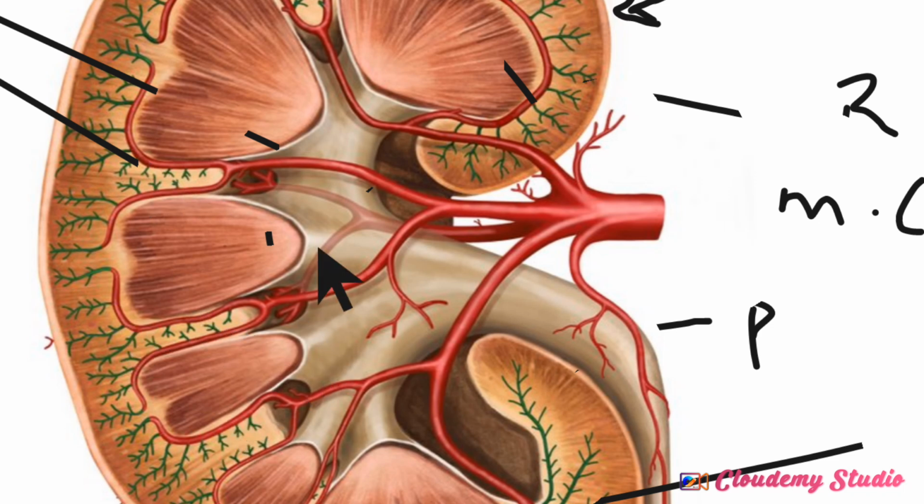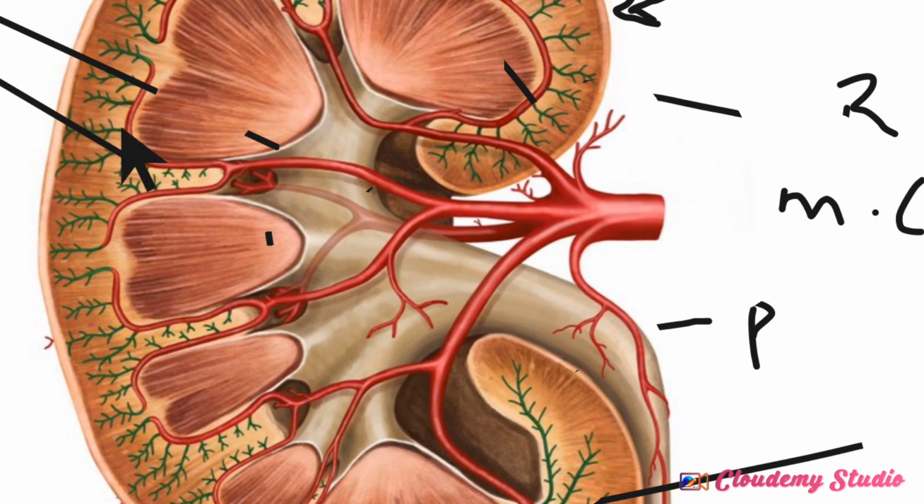Can you see it? Now, this interlobar artery runs between two renal lobes, like I mentioned. Now, it is going to move up. It is now going to move on to form branches. Can you see? It forms a branch.